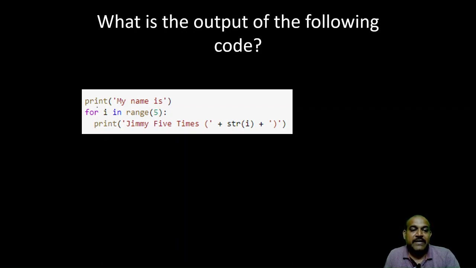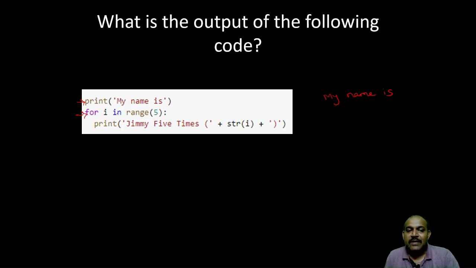So it is going to execute the first statement initially. So print my name is, therefore it is going to print my name is. This is the output of the first line. After doing this, next it is going to execute the second line. For I in range of 5, again I have given the same statement. Now what is the default value of I?